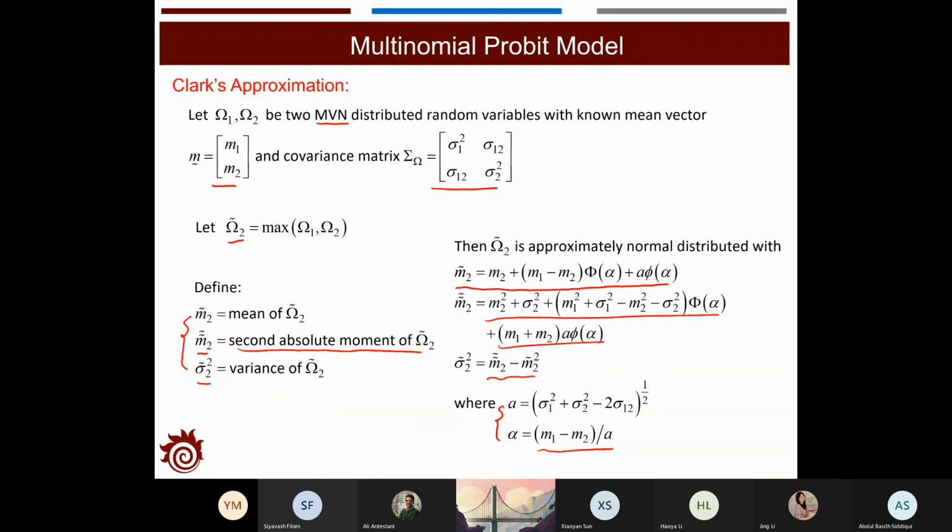So basically, if you know the mean and the variance of omega 1 and omega 2, you can find out the distribution of omega 2 tilde as the maximum value of omega 1 and omega 2. So that's Clark's approximation.